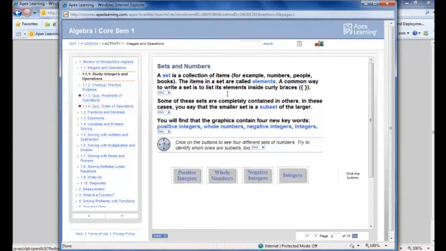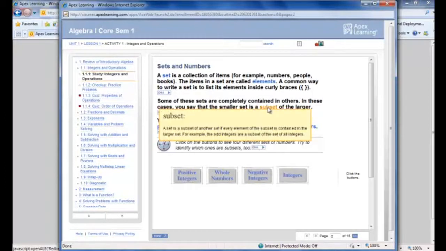A common way to write a set is to list its elements in curly braces. Some of the sets are completely contained in others. In these cases, you would have a smaller set, which is a subset. Another highlighted word gives me the definition.